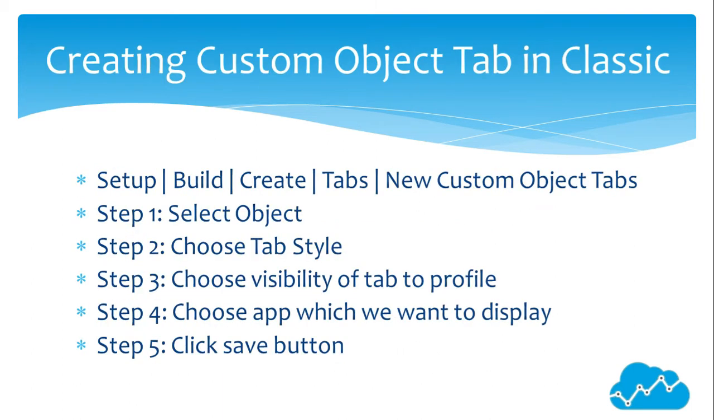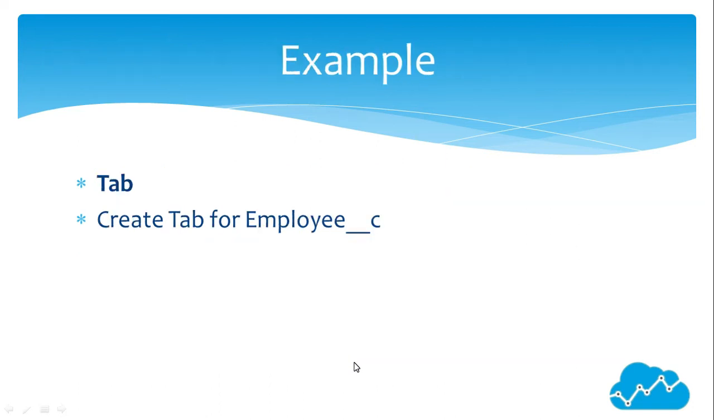Creating a custom object tab in Classic. For that, click on Setup, Build, Create, Tabs, New Custom Object Tab. Step 1: Select Object. Step 2: Choose Tab Style. Step 3: Choose Visibility of Tab to Profile. Step 4: Choose the App which we want to display. Step 5: Click on the Save button. For example, create a tab for employee__c.